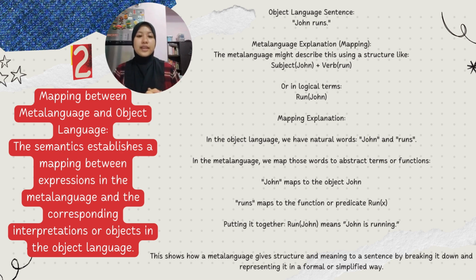The next key aspect is mapping between languages. Next, we have the concept of mapping between the object language and the meta-language. For example, take this sentence, John runs. In the meta-language, we might write this as run(John). Here, John maps to the object John, and runs maps to the predicate or function, for example, run X. This process helps break down natural sentences into structured, logical representations.